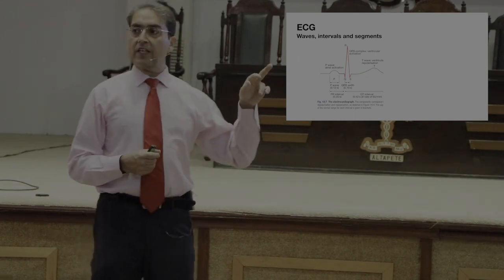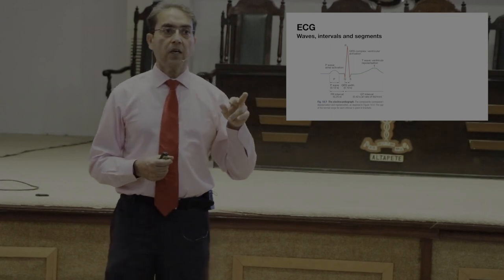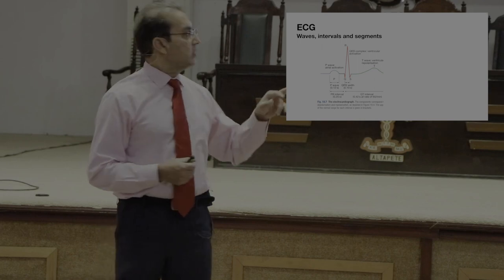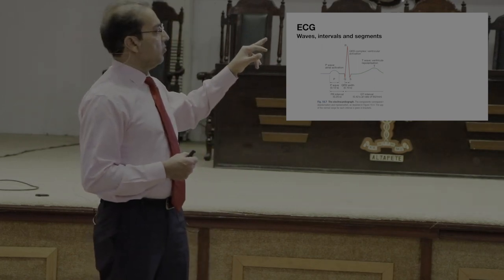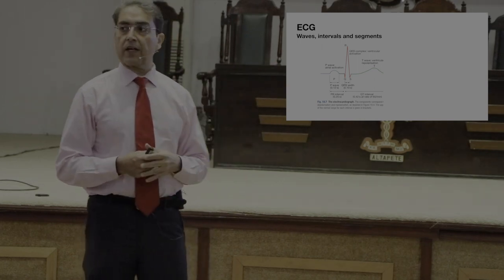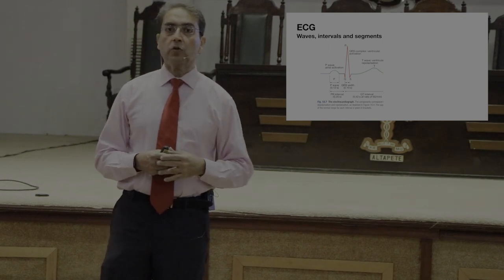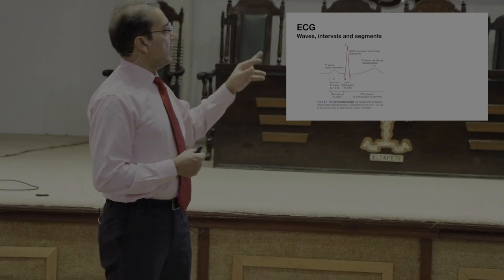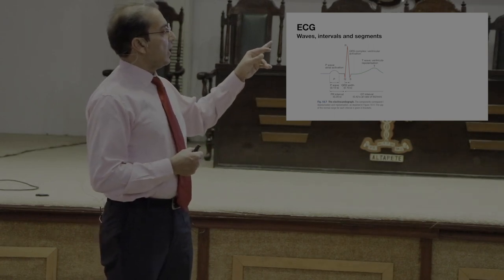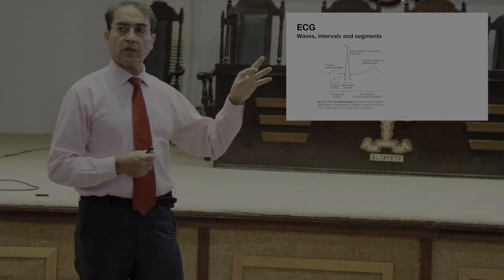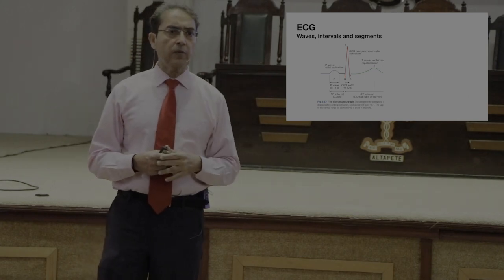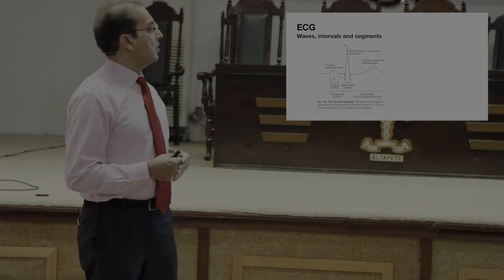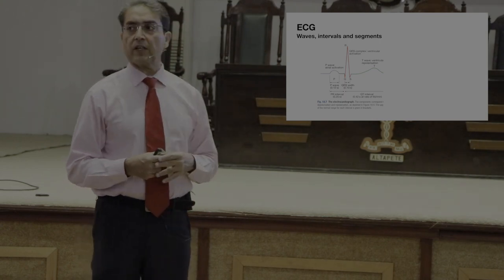This is because of the delay in the conduction in the AV node, because conduction is slow in the AV node. So we see this isoelectric line, and then we have a QRS complex, which reflects current going through the ventricle. So this is ventricular activation. And then we have an ST segment, which is a complex of repolarization and depolarization going through the ventricle, and the T wave is repolarization of the ventricles.